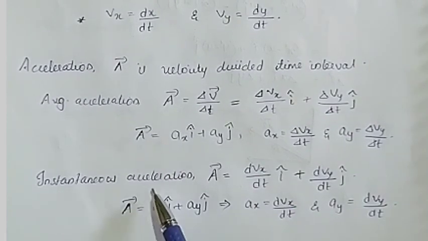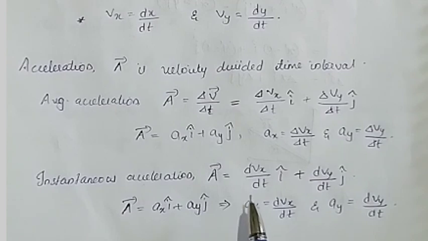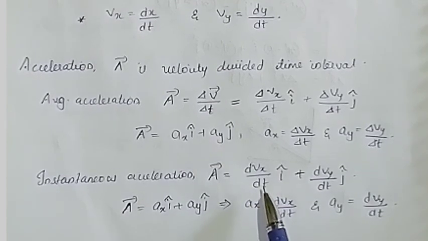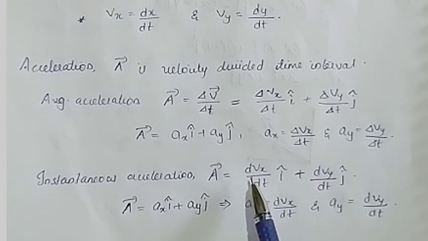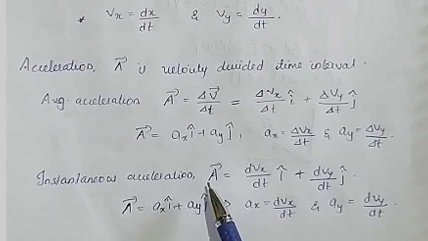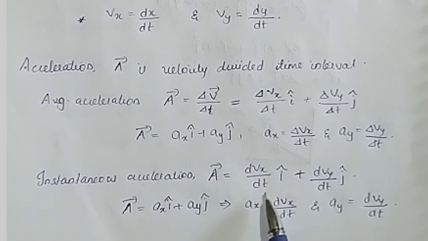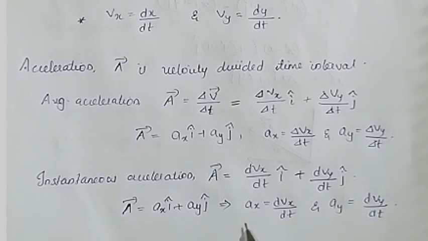Now, to get the instantaneous acceleration vector, we put the limit of delta t as 0, and here also we obtain the differentiation form, that is, instantaneous acceleration vector a is equal to dvx by dt i cap plus dvy by dt j cap. And here also the x component of the instantaneous acceleration vector a is ax equal to dvx by dt, and the y component ay is equal to dvy by dt. So, this is how we represent the acceleration in the vector form or the component form.